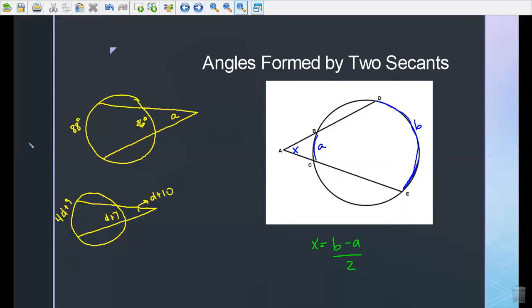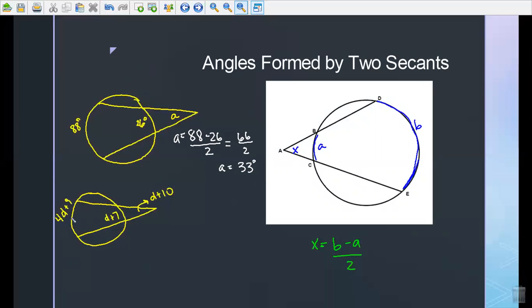Okay, so for examples, I've got this A that I'm looking for. So that's going to be my angle. So I can say that A equals the outside minus the inside divided by 2. Well, 88 minus 26, that would be 66 divided by 2. So then A equals 33. So big minus little divided by 2.